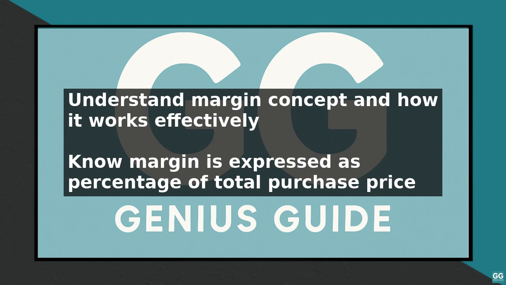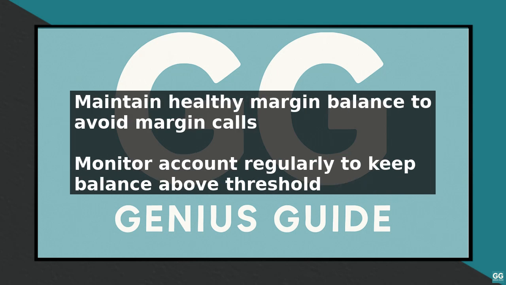First, it is crucial to understand the concept of margin and how it works. Margin is the amount of money you borrow from ETRADE to purchase securities, and it is typically expressed as a percentage of the total purchase price. For example, if you want to buy 100 shares of stock with a price of $50 per share, and you have a margin of 50%, you will need to pay $2,500, and ETRADE will lend you the remaining $2,500.